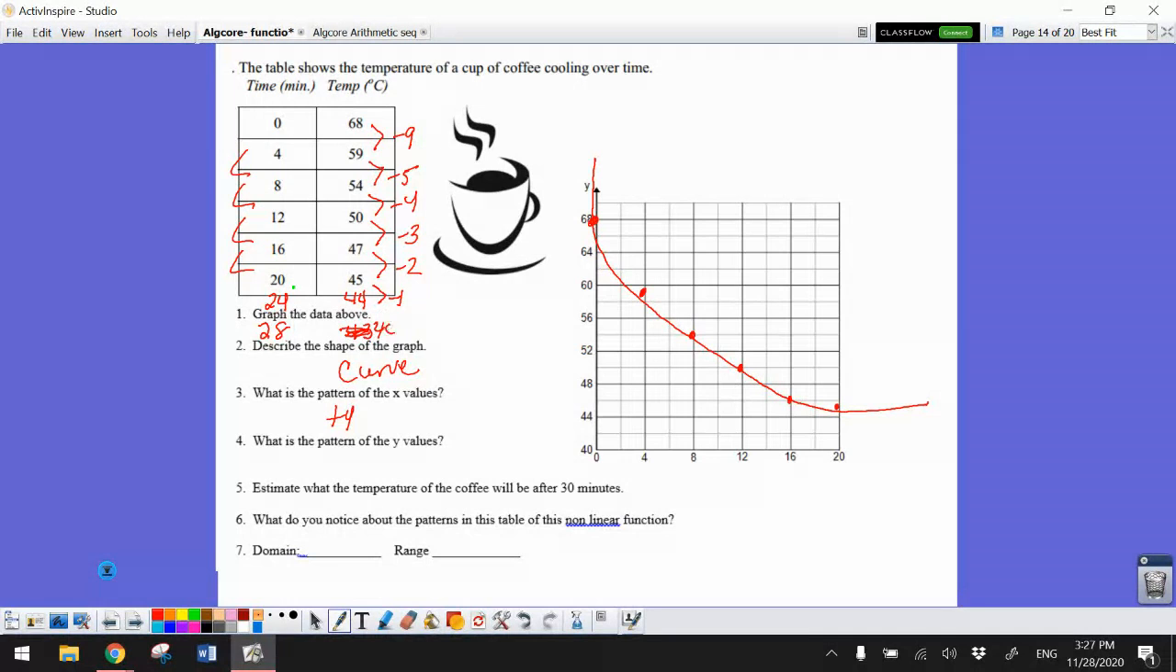Would leave me at a 44 because it would be a 0. Okay, it would be a 0 because I wouldn't change. So then what's happening here? The pattern of the y is decreasing. But is it going to stop? Is there a point where it stops?